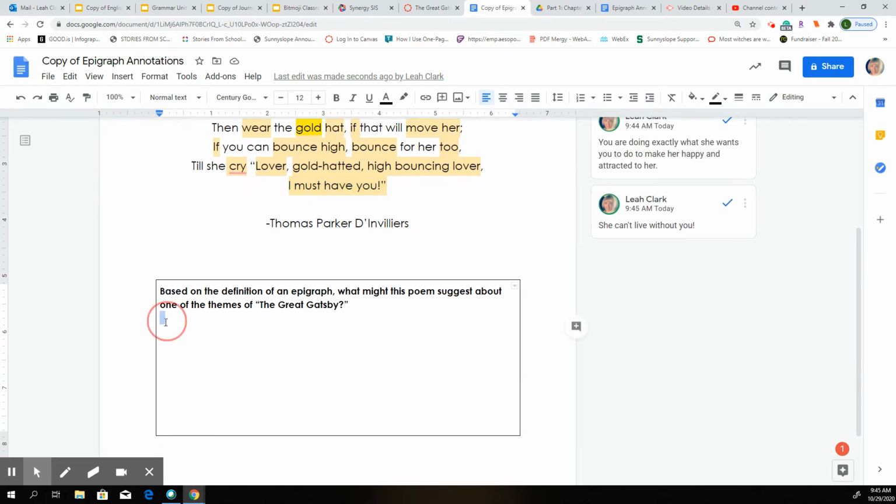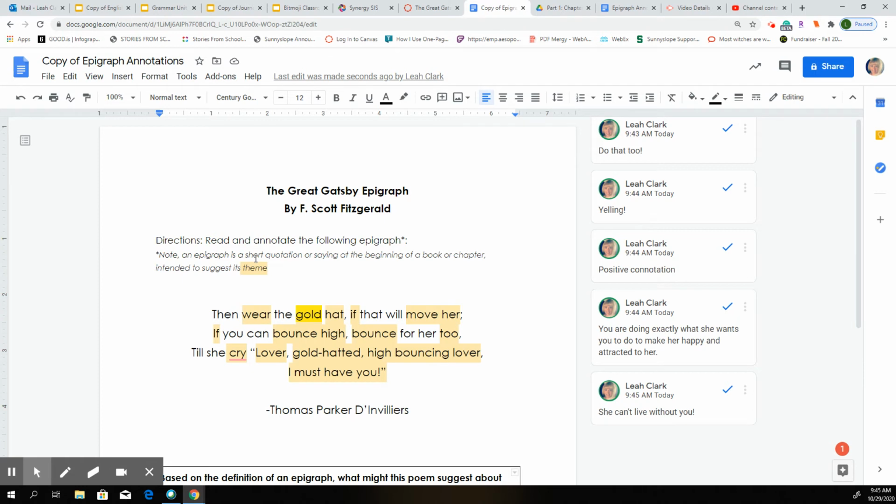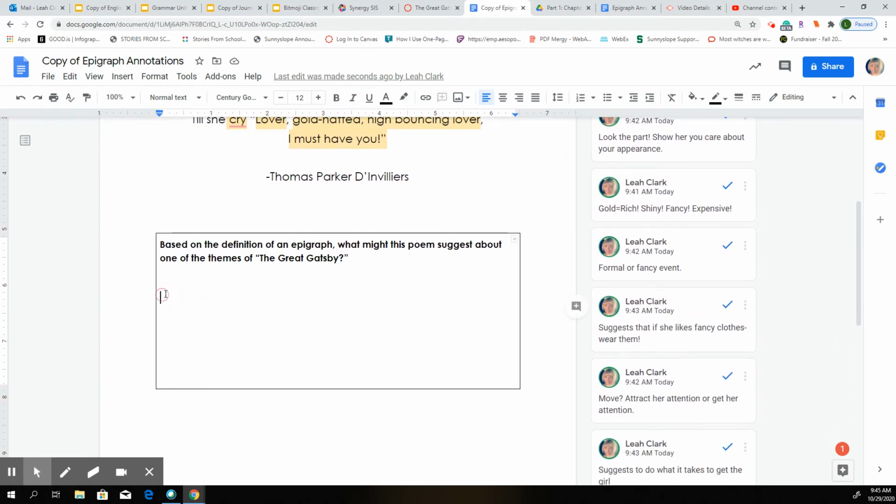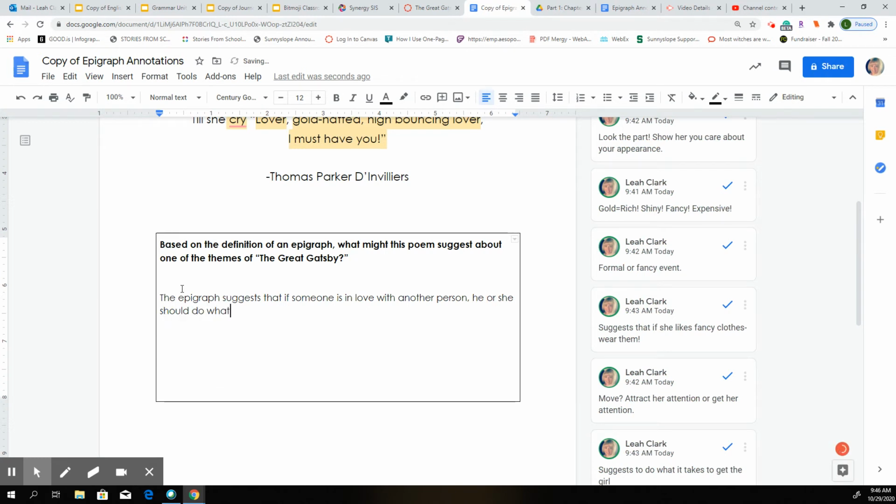So if we think about the definition of the word epigraph, right, which is a short quote or saying at the beginning of a book or a chapter intended to suggest the theme. Sort of what do we get from this poem, right? The epigraph suggests that if someone is in love with another person, that he or she should do whatever it takes to attract their attention. So, I'm going to stop right there.